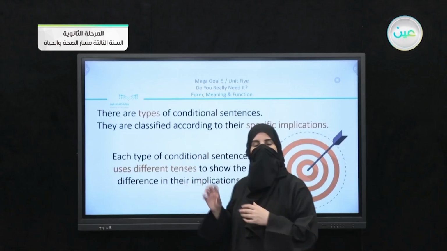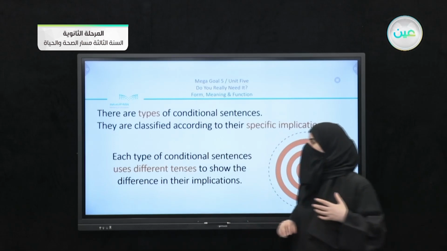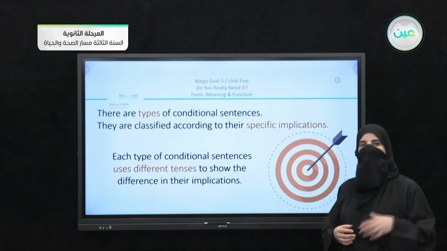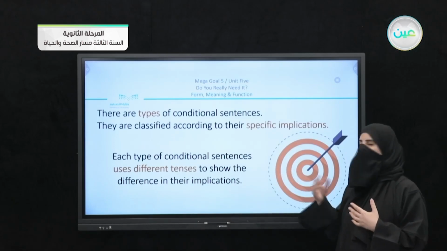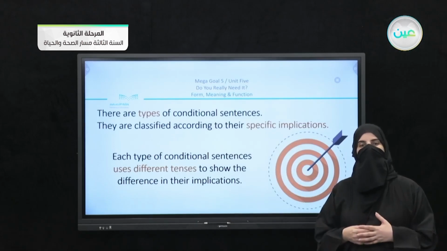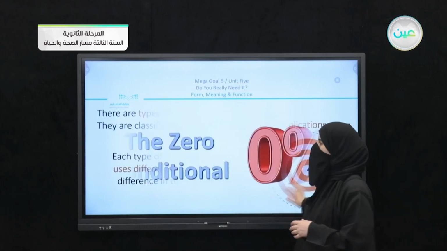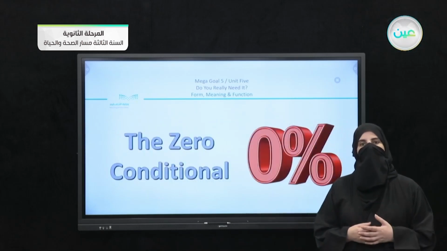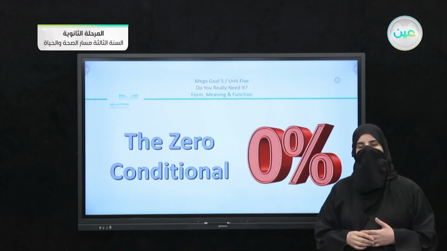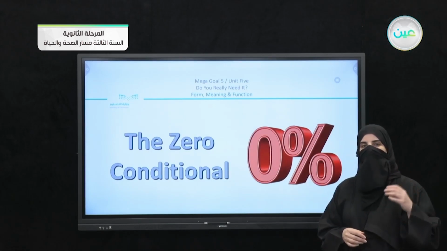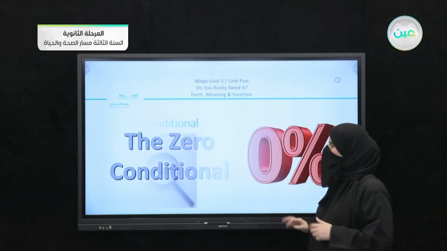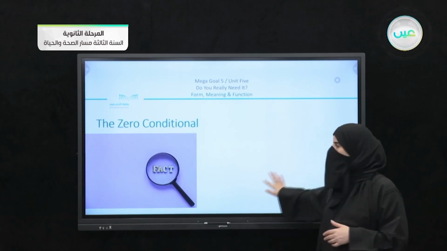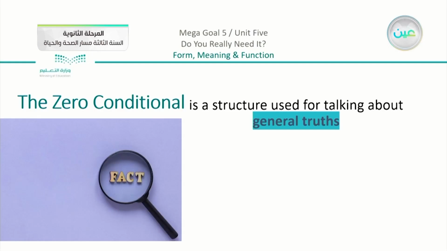So in this part, we understand that there are different sentences, and from these different tenses, we can know the difference in the implications. So we are going to move on with our examples. We are going to start, first of all, with the zero conditional. Now, just put in mind that we are dealing with something that is zero. The zero conditional is a structure used for talking about general truths.